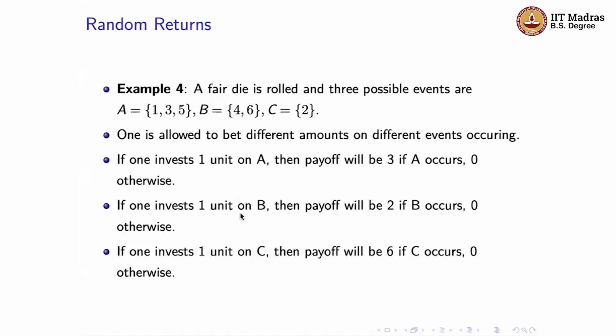Again, if one invests 1 unit on B, then the payoff will be 2 if B occurs, and it's going to be 0 if B does not occur. And if one invests 1 unit on C, then the payoff will be 6 if C occurs, and zero otherwise. Okay, so this is how the payoff of this particular bet, if you like, is given.